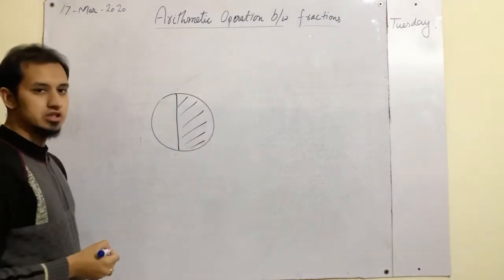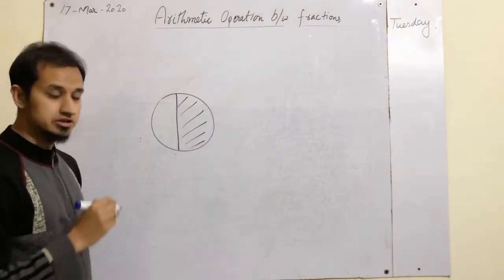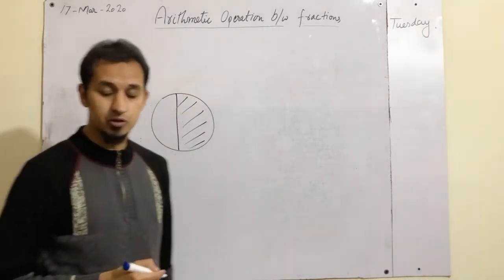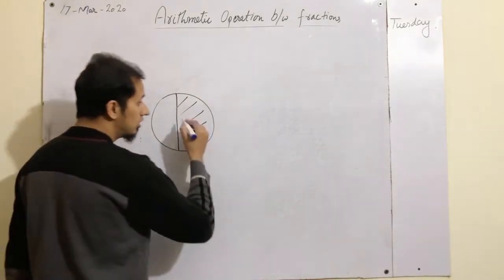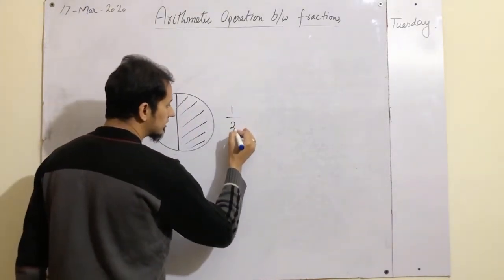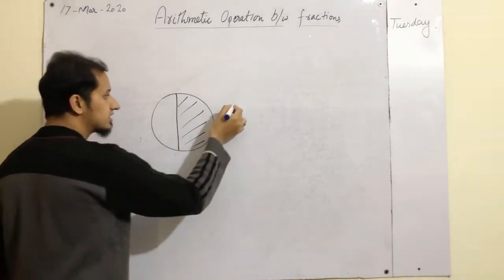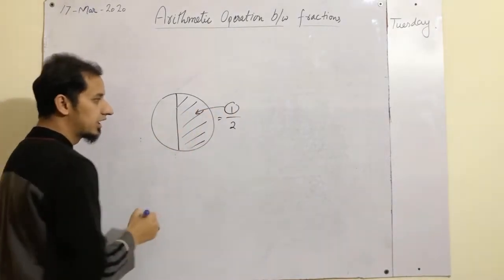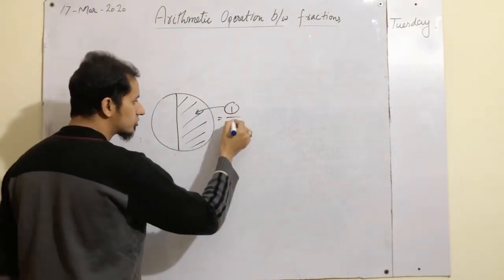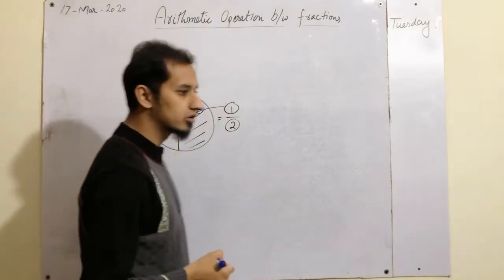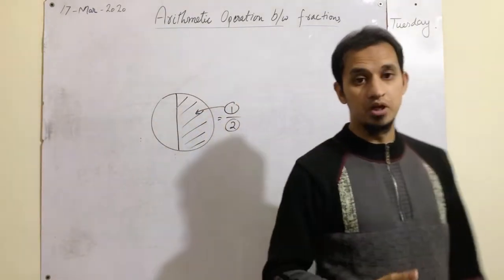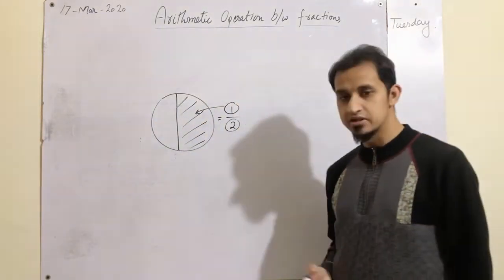So how can I write this in the form of a fraction? Here I can write 1 by 2. 1 is the part which is shaded and the total number of parts of the circle is 2. So I can write the shaded part in the form of a fraction like this.